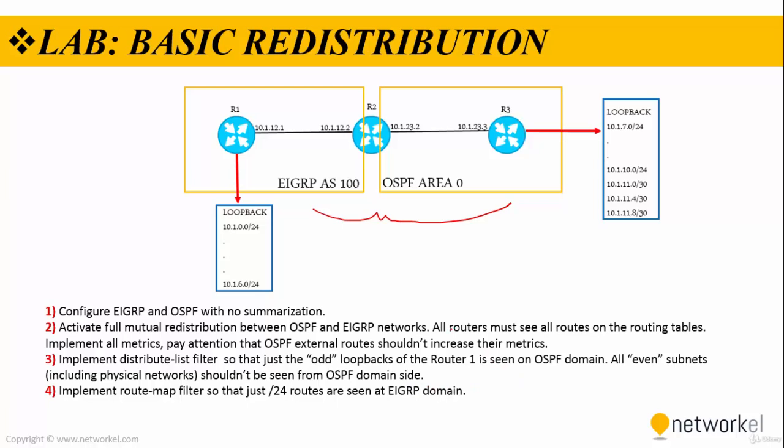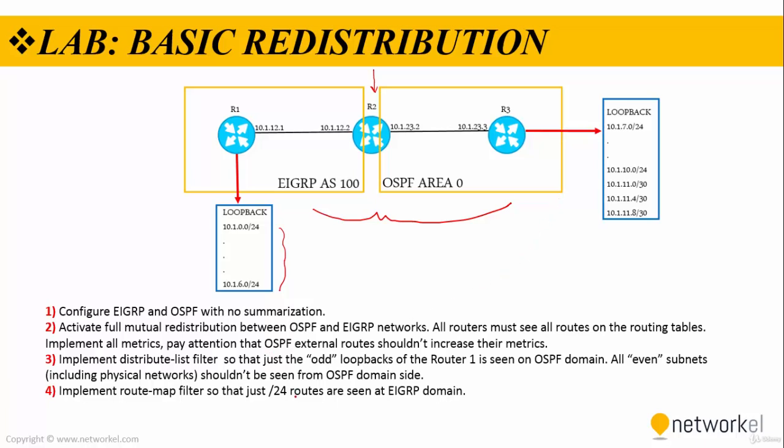Alright. What we're going to do here is configure basic EIGRP and basic OSPF configurations on routers 1, 2, and 3. Then I'm going to configure redistribution on router 2 to provide communication between EIGRP to OSPF and OSPF to EIGRP as well. Then I'm going to implement a distribute list so just the odd loopbacks of router 1 will be visible to the OSPF domain.